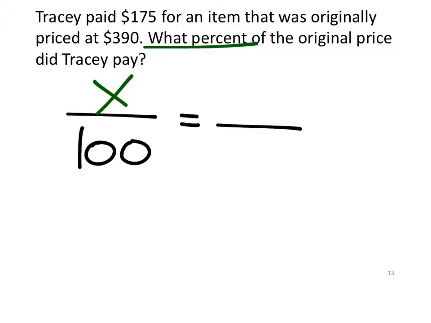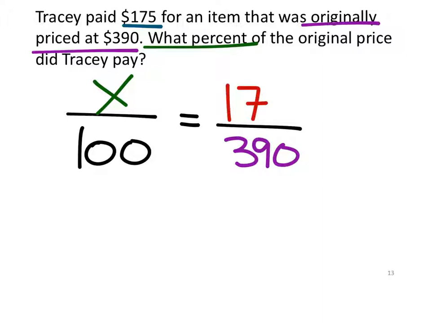Tracey paid 175 bucks for that, but originally it was $390, which means that 100% of the price was $390. So again, see how these correspond with each other, the 100%, this 100% stuff, and then the 390. Tracey definitely paid not full price on this thing. So we know that that is only part of the price, 175 bucks. And that's how it sets up. All we got to do is figure out the percent.